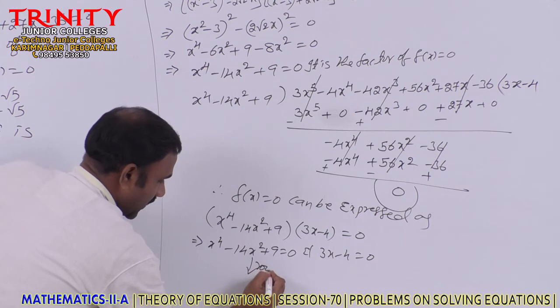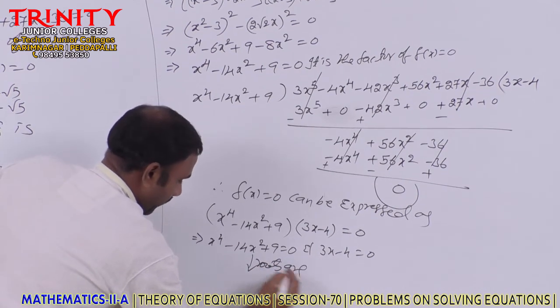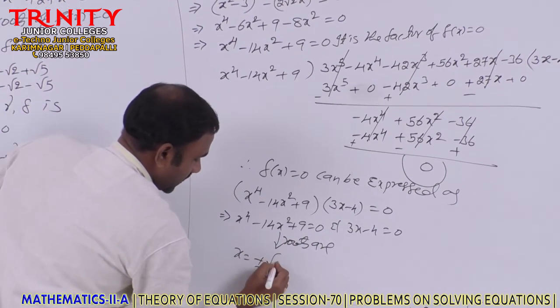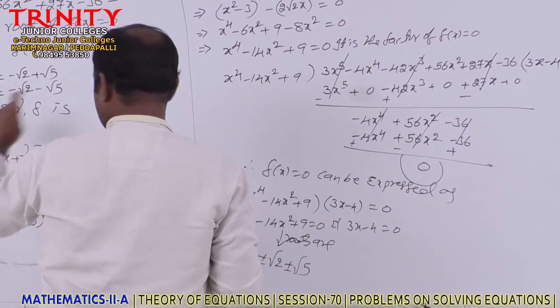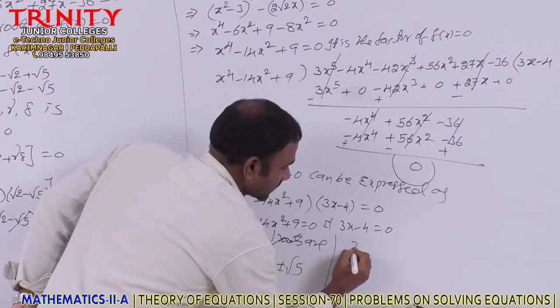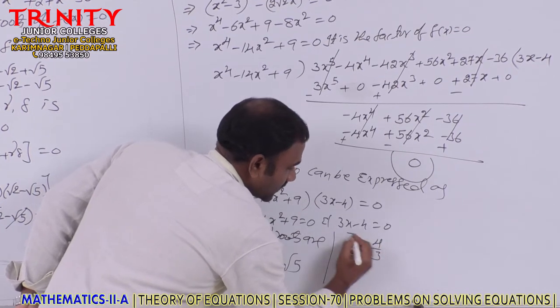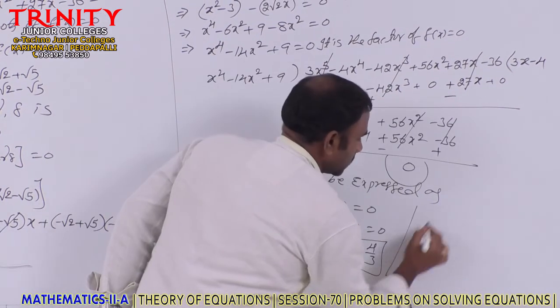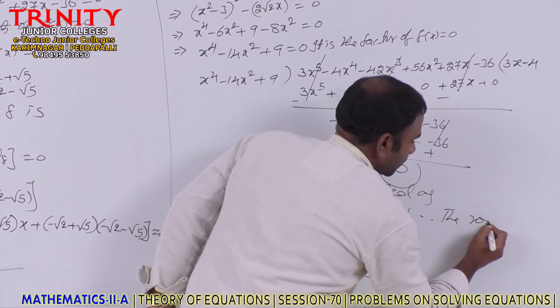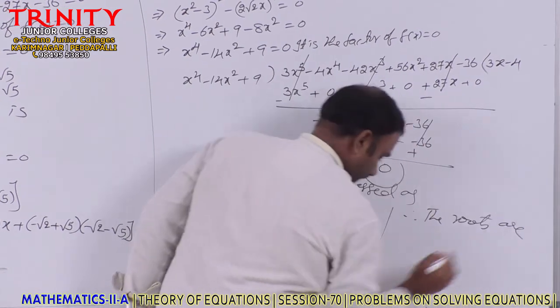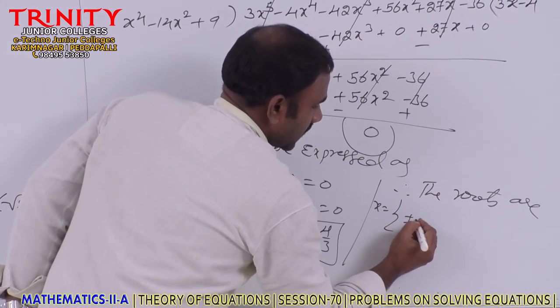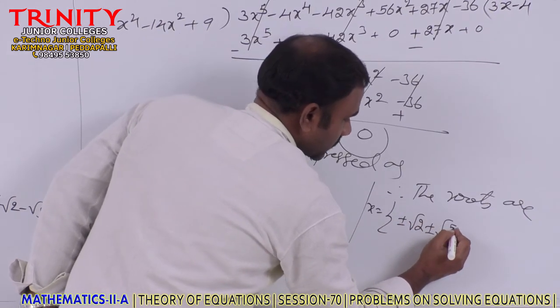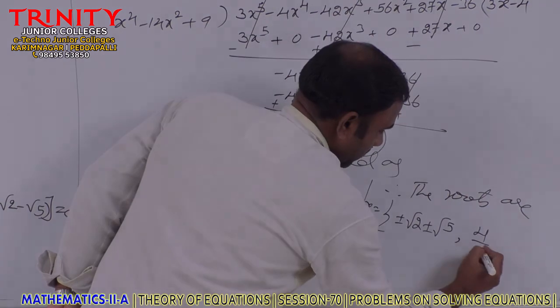For x power 4 minus 14x square plus 9 equal to 0 and 3x minus 4 equal to 0, its roots are x is equal to plus or minus root 2 plus or minus root 5. Already we have taken alpha, beta, gamma, delta, and from this x is equal to 4 by 3 is the other root. Therefore the roots are x is equal to plus or minus root 2 plus or minus root 5, comma 4 by 3.